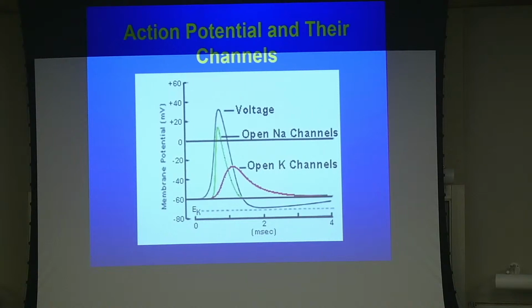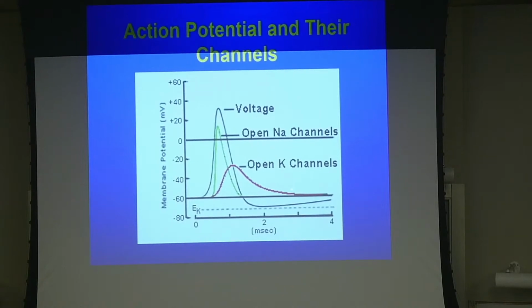But then remember, the ball and chain closes the channel. It inactivates. And so now we reduce the permeability to sodium by closing the channels. But the red line shows the increase in permeability to potassium. And you'll notice that since this is in time, the red line comes on much more slowly than the green line. The green line's almost instantaneous. But the voltage-gated potassium channels take a while to open. So they're the delayed rectifiers.